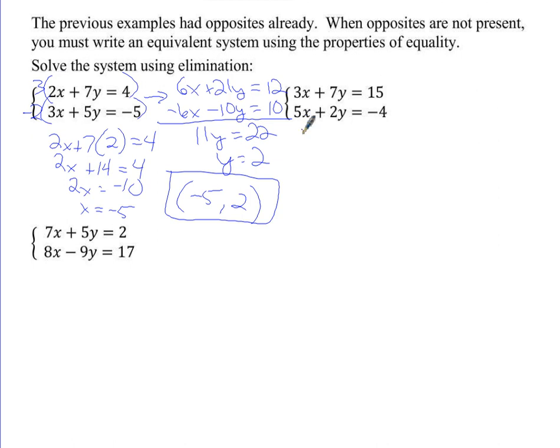Distribute to everything. Now we can add the 6x and the -6x goes away. We add these two together, we get 11y. We add these two together, we get +22. Solving for y, divide both sides by 11, you get y equals 2.